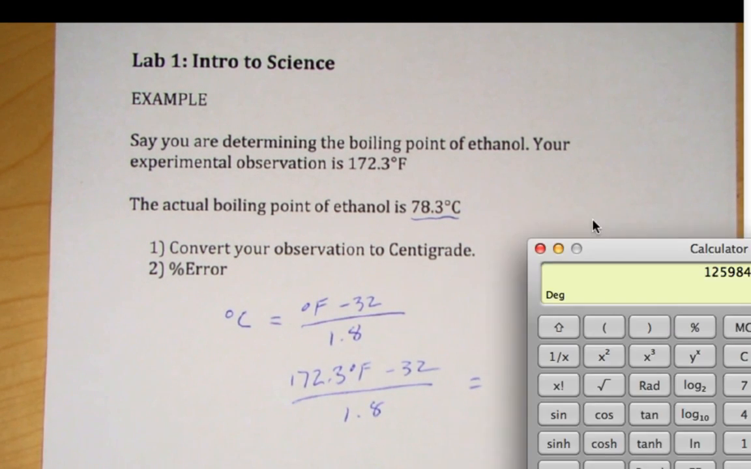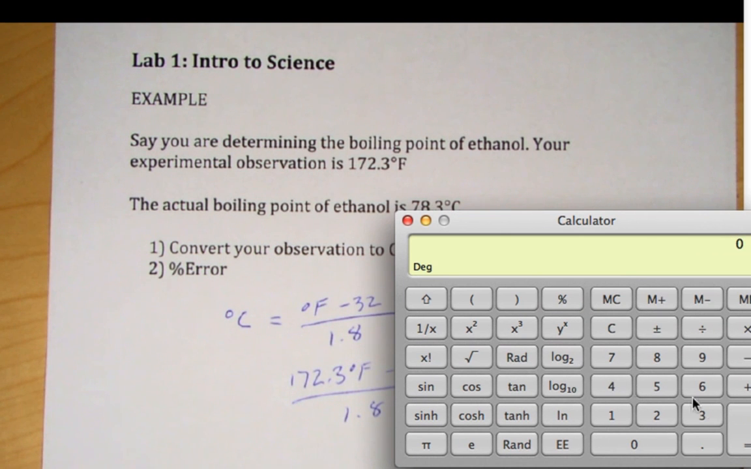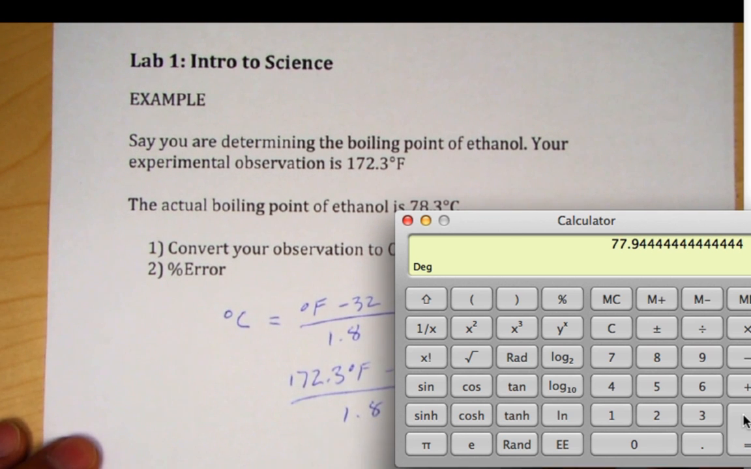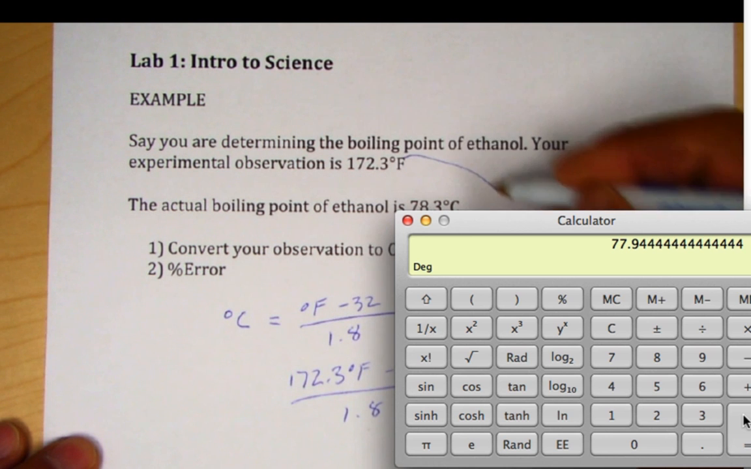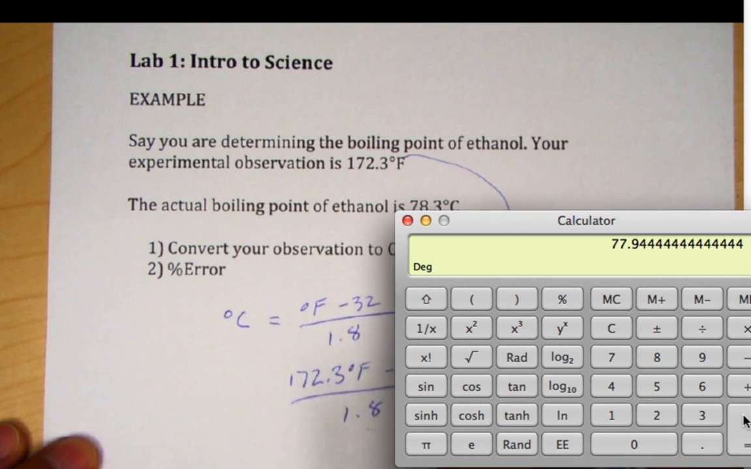So if we go back to our calculator here, we go 172.3 minus 32, and then divide that by 1.8. That gives us 77.9 degrees centigrade. So this is our actual, or sorry, our experimental, right? So we took this number, our experimental. So now we have the actual already.